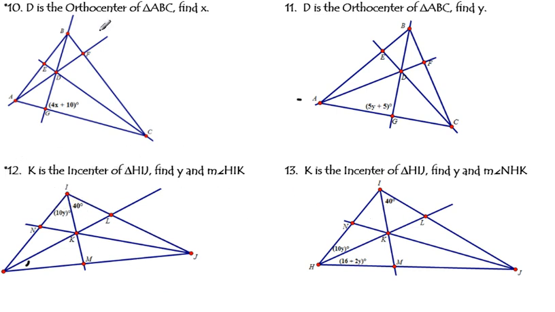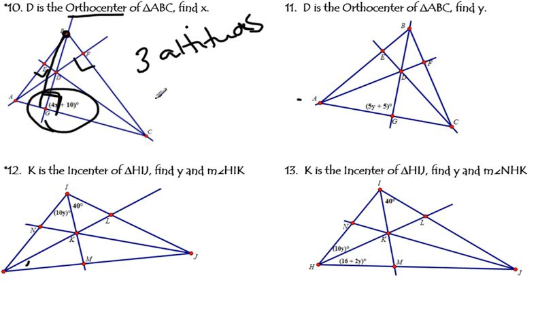All right, number 10 says that D is the orthocenter of triangle ABC. An orthocenter is 3 altitudes. An altitude is a segment that connects a vertex to the opposite side at a right angle. So all of these are right angles. That means that this is 4x plus 10, which is also a right angle, so that's equal to 90.